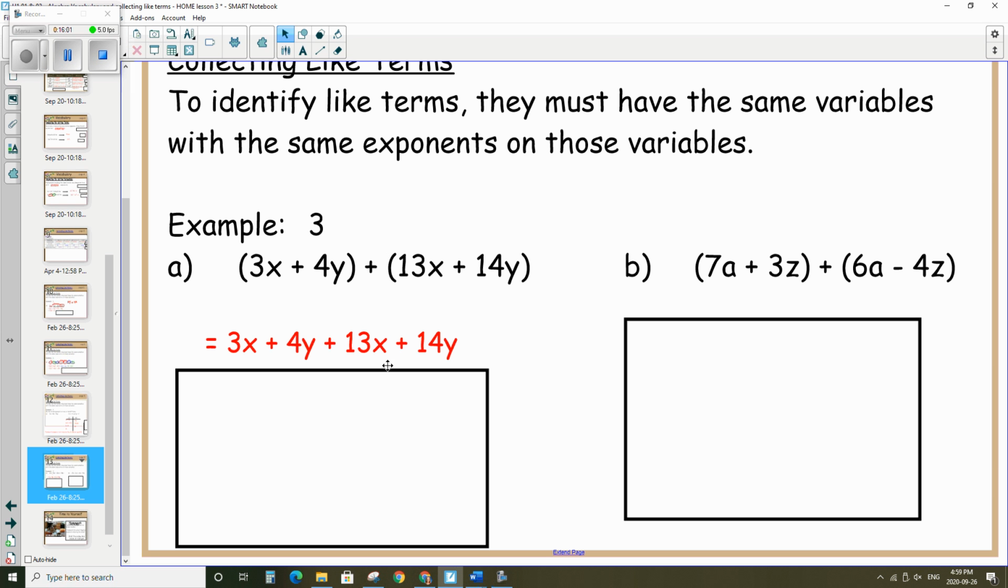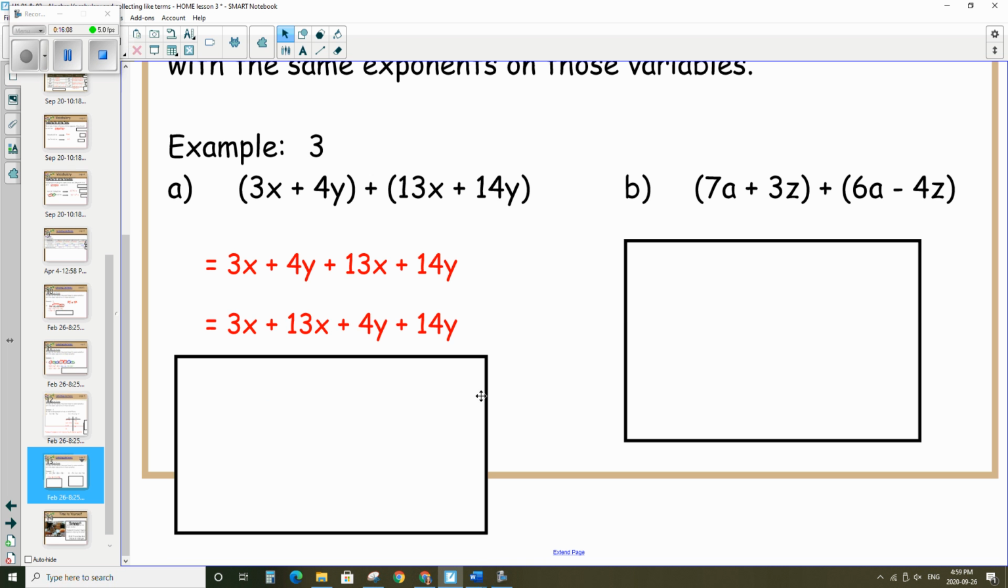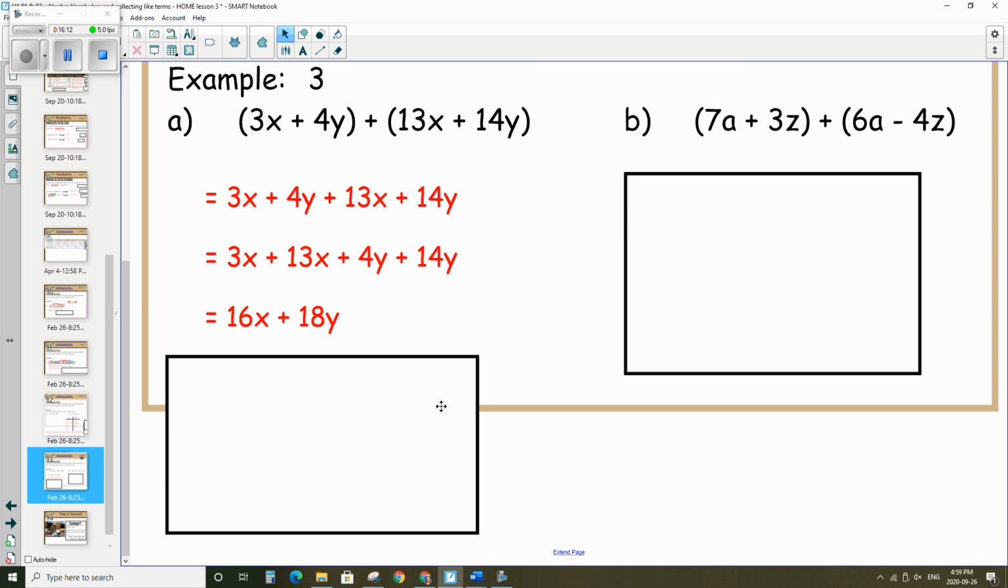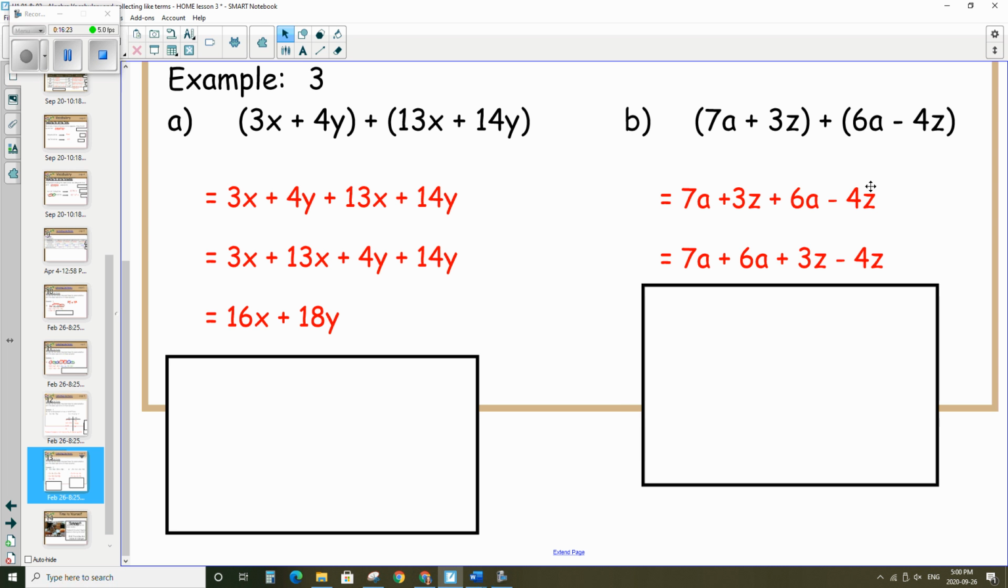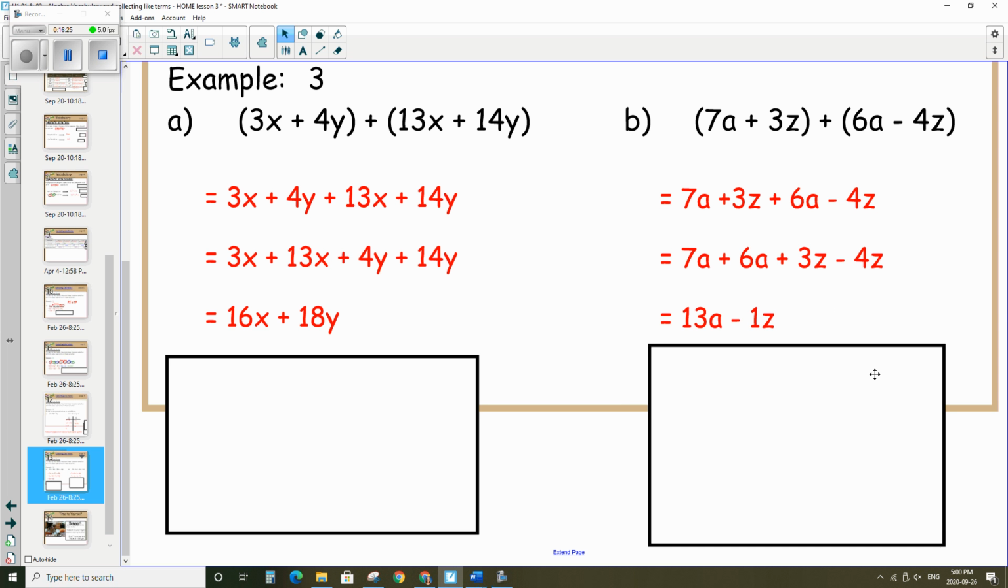Now you can collect like terms, so we can group the 3x with the 13x and the 4y with the 14y. So I'm writing them next to each other first, and then in the next step, I am adding them together. And then the last one is the same method. I just remove my brackets. Now I can group the 7a and 6a and the 3z and the negative 4z. Okay, so that is the end of your lesson.